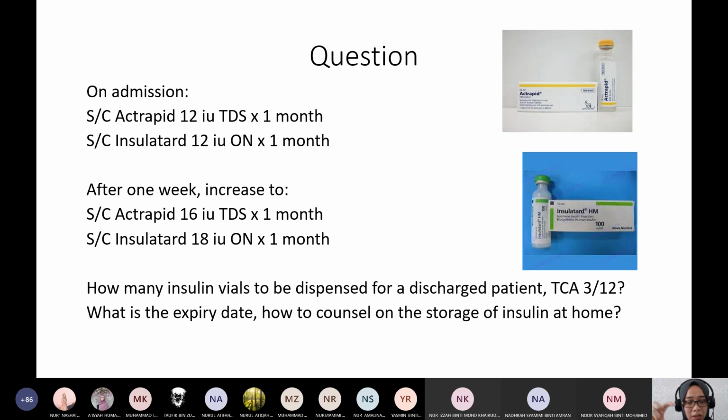Why? Because we have a lot in the ward, and that can maybe last about 1 week. So this Insulatard will last longer, because it is only once a day. So 12 times how much? Now here, how many you supply is 300 units. You divide by how many doses per day, so how many days the one vial will last. In this case, you just divide.